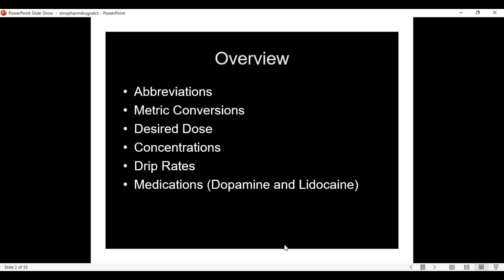So, the overview, we're going to talk about some abbreviations quickly. We'll talk about metric conversions, desired doses, concentrations, drip rates, and the medication.